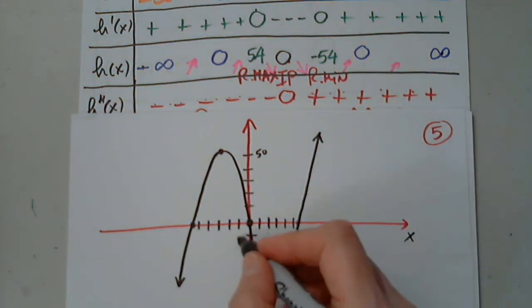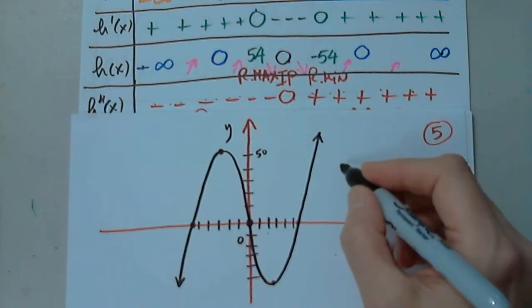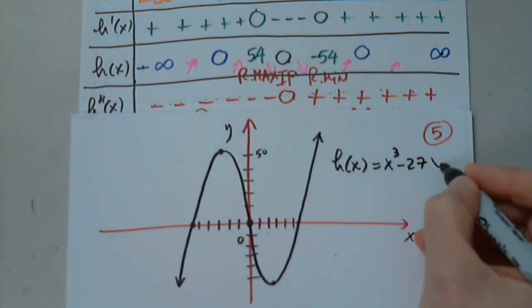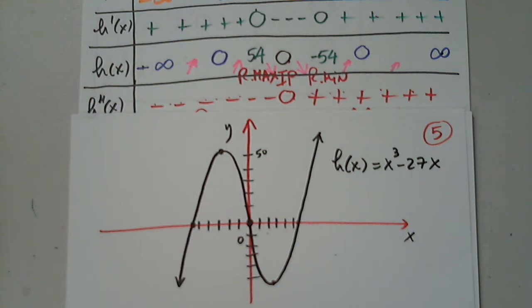And this is the graph of h of x equals x cubed minus 27x. You can check with the calculator anything you want. It doesn't matter. The calculator will not give you more. This is absolute. So if you want, we can do that.